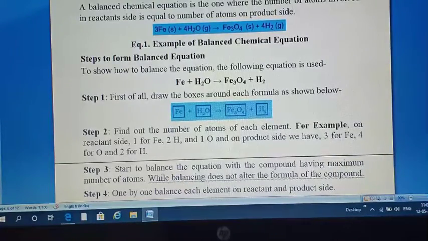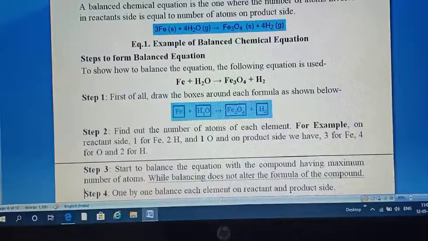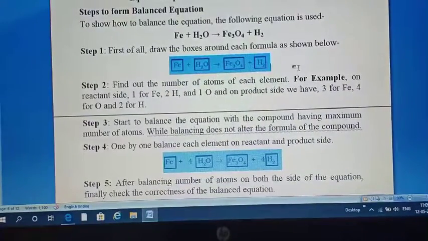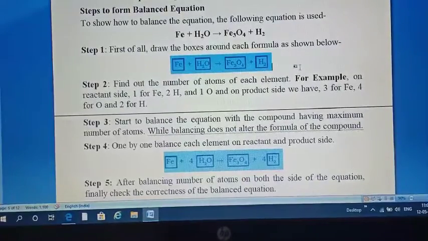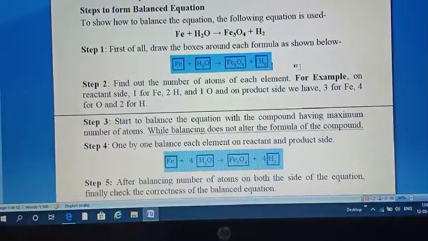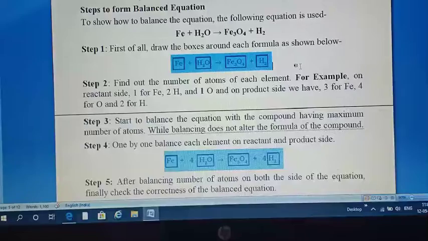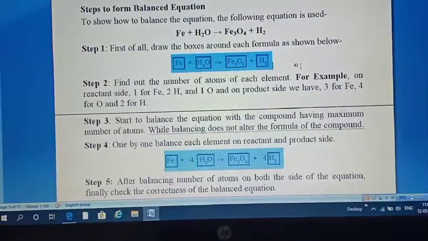Now what are the steps by which we can balance the equation? The first step is that we have to draw boxes around each formula, as shown in the figure, because we cannot change anything inside the box. Whatever we have to change, we do outside the box. Then the next step is to find the number of atoms of each element. For example, here you can see the reactant side: 1 atom of Fe, 2 atoms of hydrogen and 1 atom of oxygen.